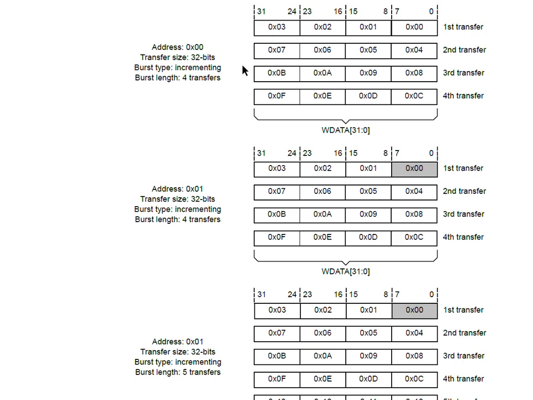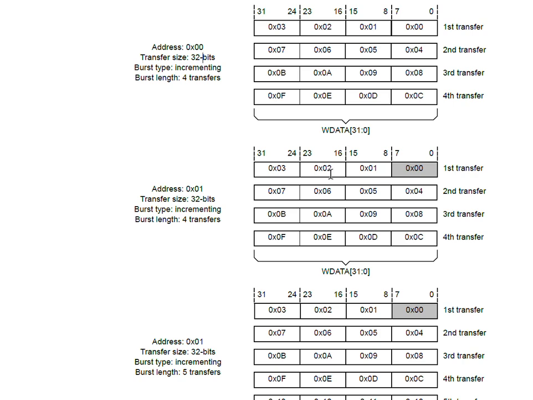So here we see there are 4 transfers, and this address 0 is actually aligned with the transfer size of 4 bytes. So this is an aligned address. So all this data gets transferred over the 4 bytes.